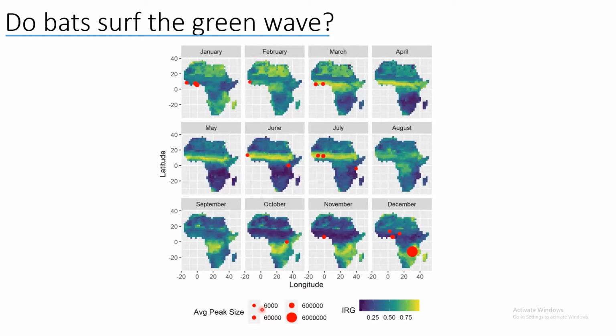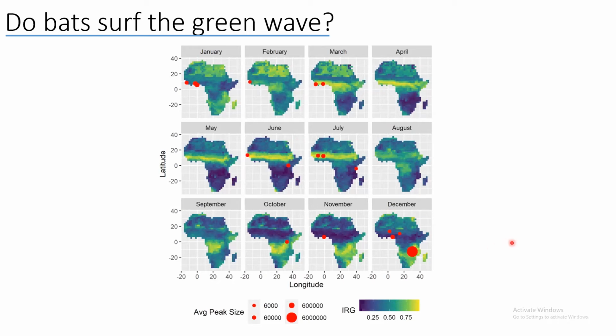And here is just a plot showing the IRG for the whole continent of Africa divided by each month, and then red dots for when each colony is at its peak. And we see that a lot of the colonies are actually hitting this yellow line as it moves across the continent.